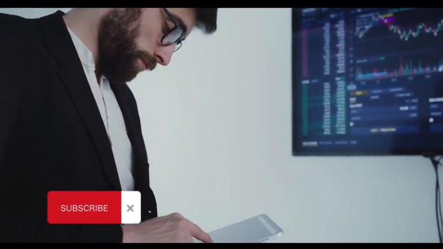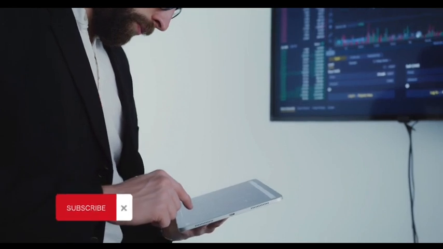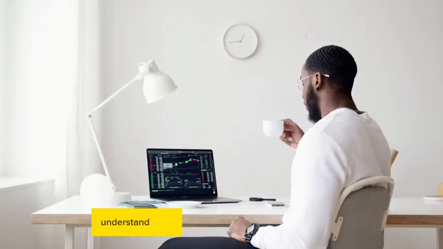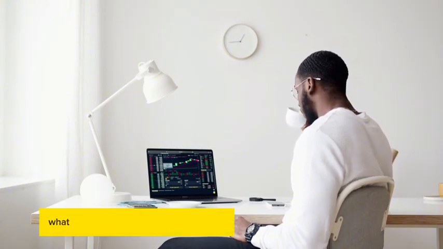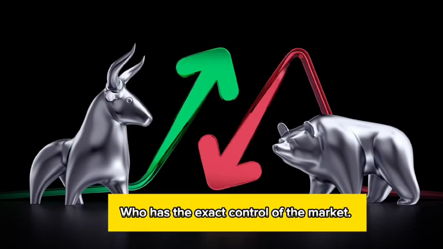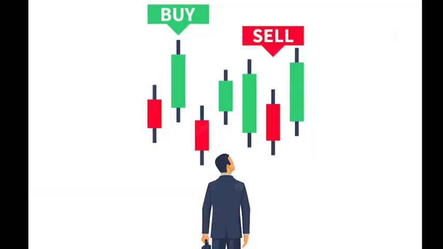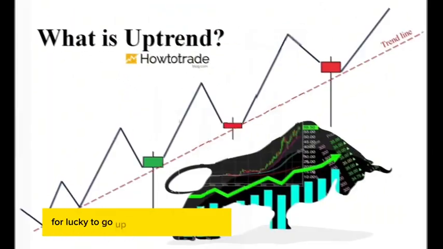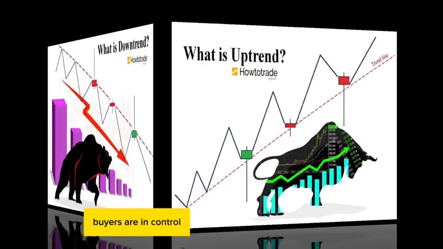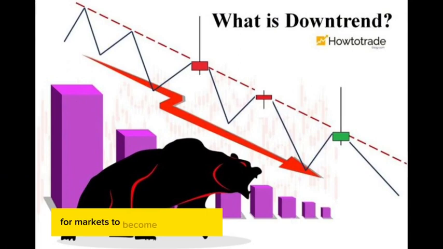So the thing to note is that before you enter a market, understand which between these two, buyers and sellers, has the exact control, who is really controlling the market. For the market to go up, whether short or long, it means that at that exact time, buyers are in control. For the market to be going in a downtrend, it means at that exact time, the sellers are in control.